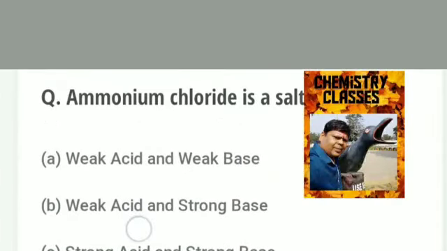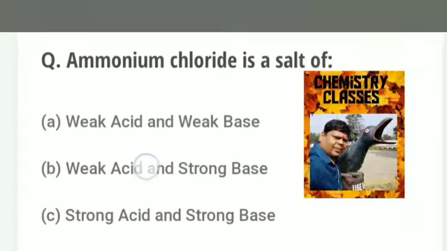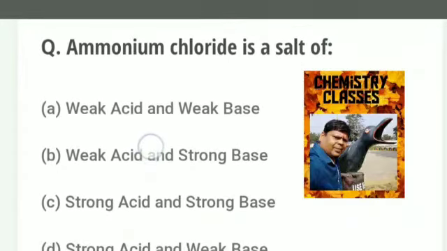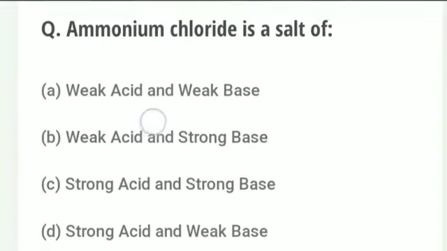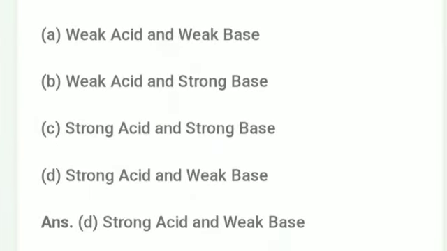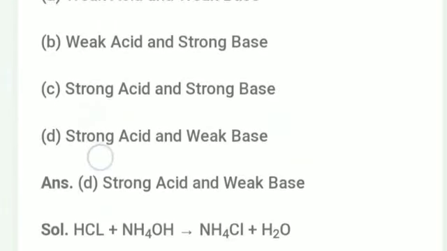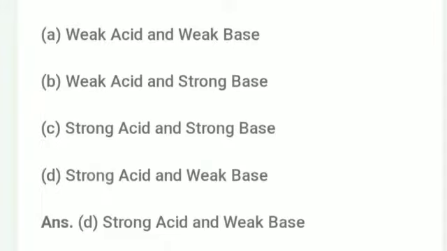Ammonium chloride is a salt of weak acid and weak base, weak acid and strong base, strong acid and strong base. The correct option is strong acid and weak base because ammonium chloride is formed by treating HCl with ammonium hydroxide. HCl is a strong acid and ammonium hydroxide is a weak base. So D is the correct option.